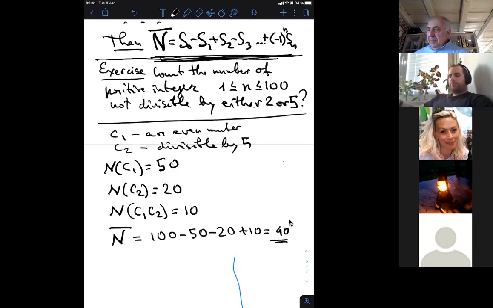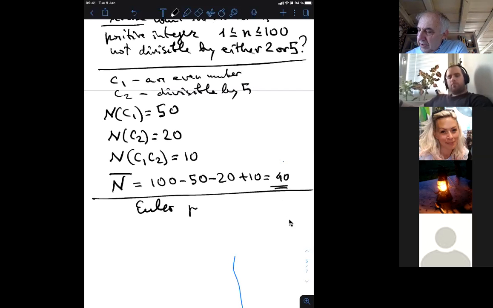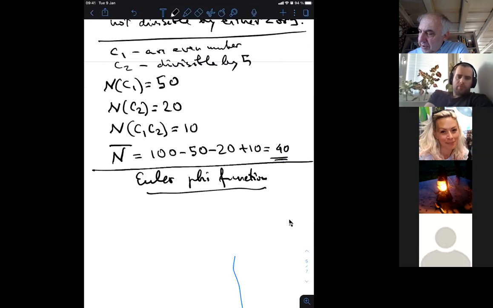Another nice example related to this is the so-called Euler phi function, which was introduced by Leonhard Euler in his study of prime numbers. It satisfies a whole bunch of nice properties, and believe it or not, people still study this, although it was introduced approximately 360 years ago.